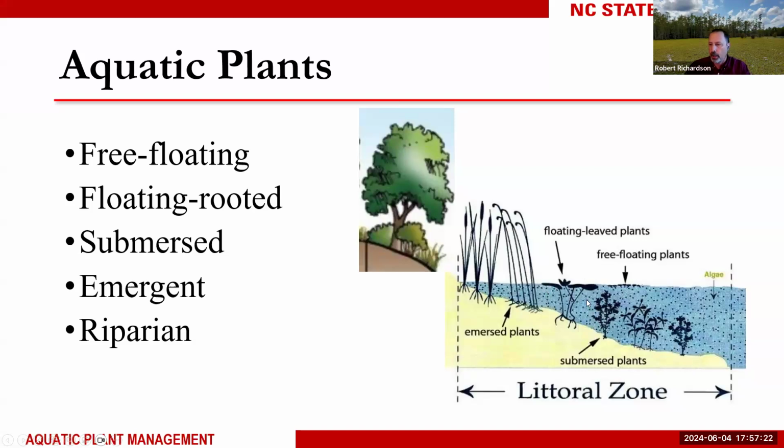Floating rooted plants would be like a water lily. You have a leaf at the surface and then either a stem or a petiole that goes down and attaches to roots in the sediment. Submersed plants are like Eurasian water milfoil, hydrilla. They start growing at the sediment layer and come up from there. They may or may not come up a little bit above the water column, but almost all their biomass is in the water column itself. Emergent plants would be like cattails that grow in shallow water and most of the biomass is above the water column. And then riparian plants would be things like trees that are maybe in wet soil, but they're not typically growing in the water itself.